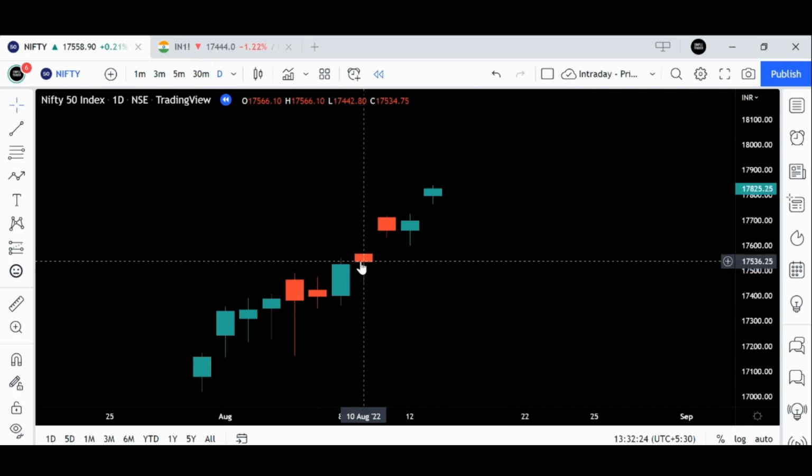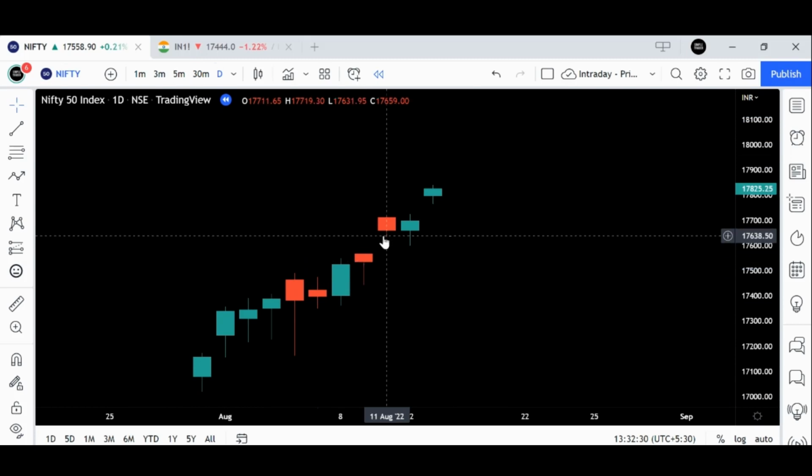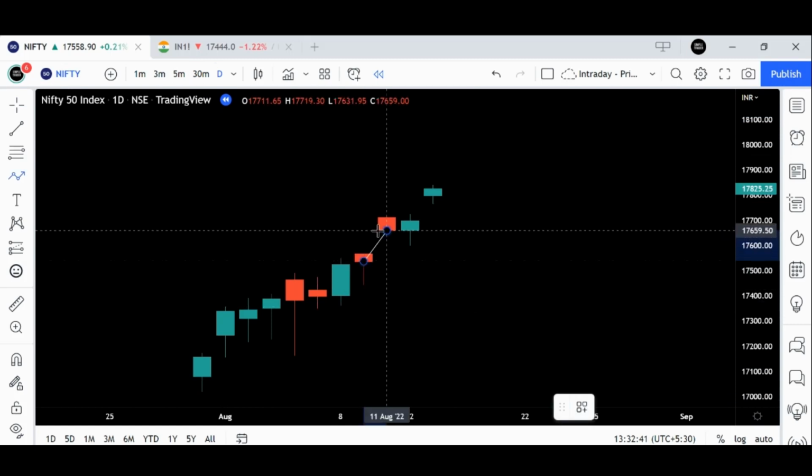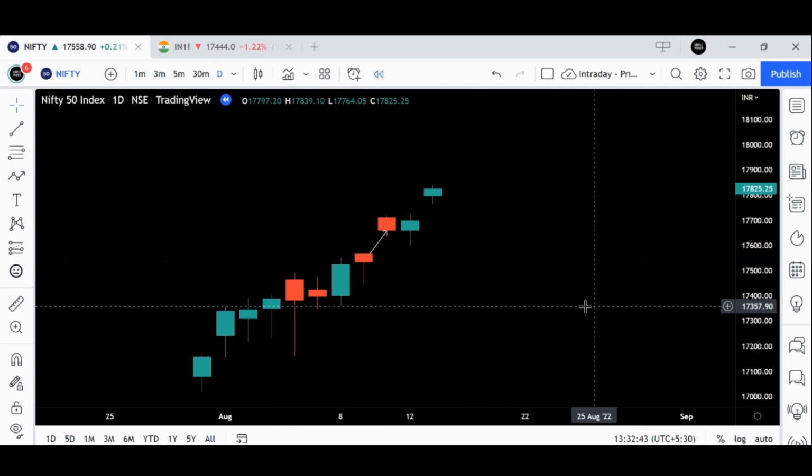The price closed at 17,534. On the very next day, on 11th of August, the price opened at 17,711. So the difference between this close and this open is a gap.